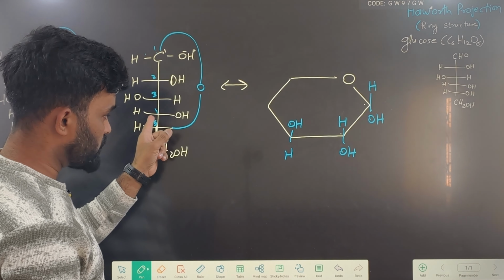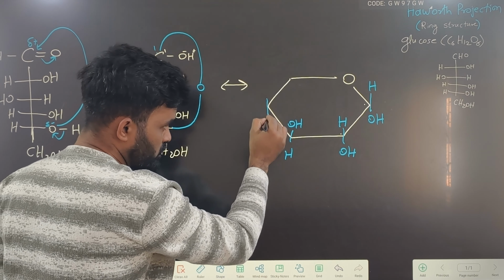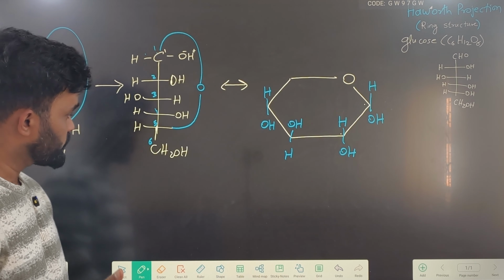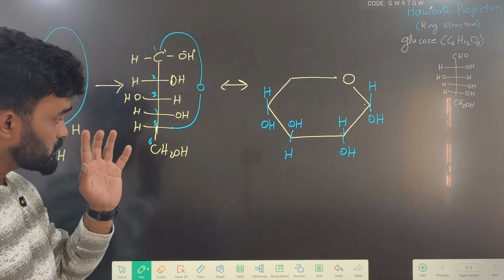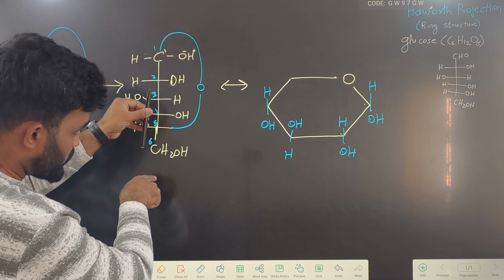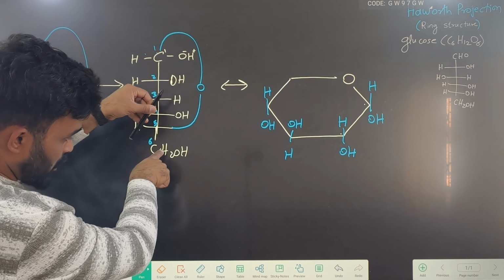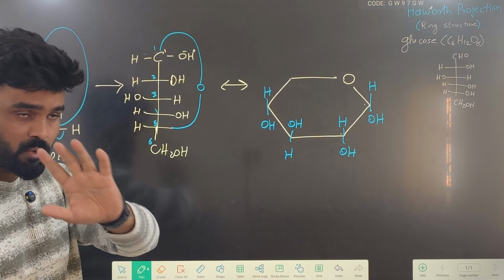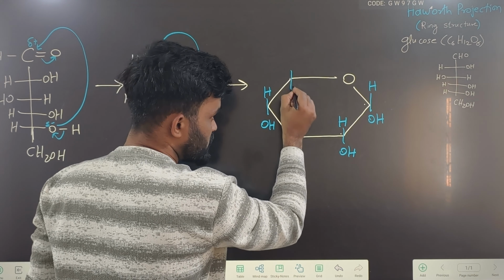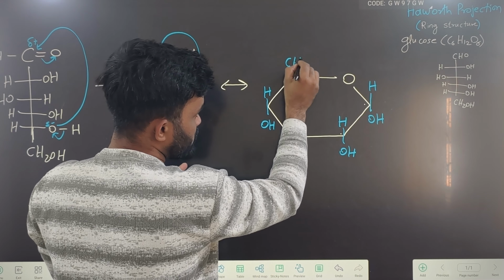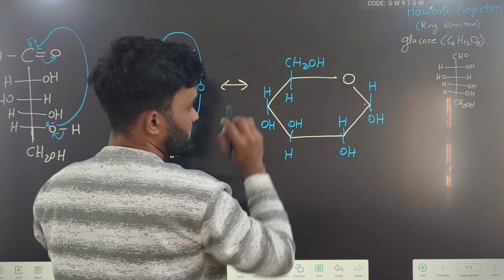ठीक है. Fourth carbon, OH right side, right म्हणजे down, left means up. Clear? आता fifth carbon ला, the twist in the story is, if this falls on the right hand side, हा कुठे गेला? Left ला गेला. आणि left कुठे असतं? Up. Okay? So left up म्हणजे this H will be downside and this CH2OH will be on the upside.